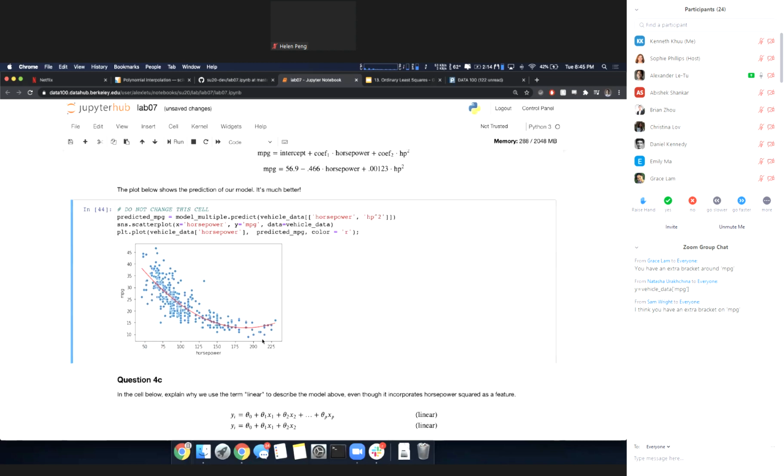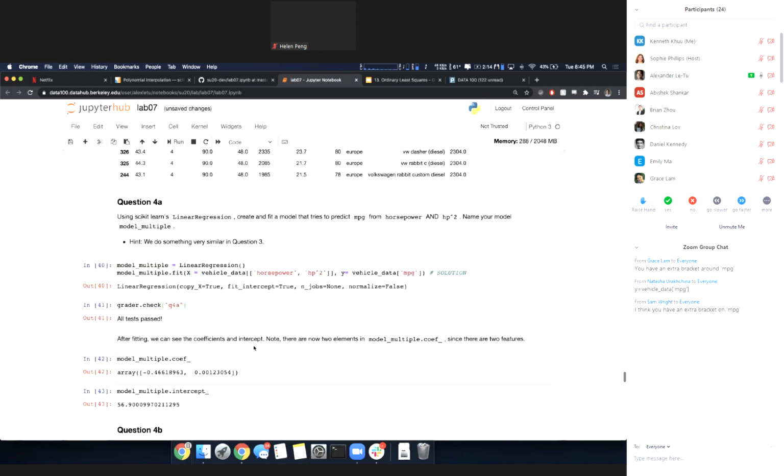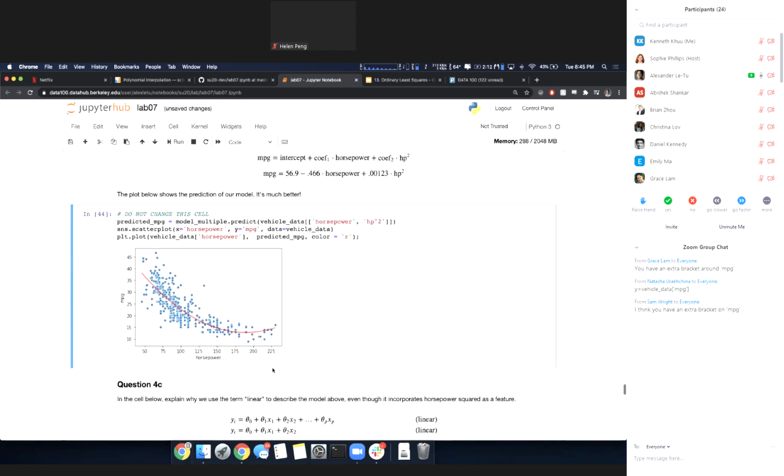So we can go back to before and compare that. It looks like with the linear model, with just one straight line, as we get to horsepower of 225, the line is pretty far off from our actual data. Now with using the horsepower squared, it looks like we can fit that higher end data a little better, right? Does anyone have any questions up to this point?